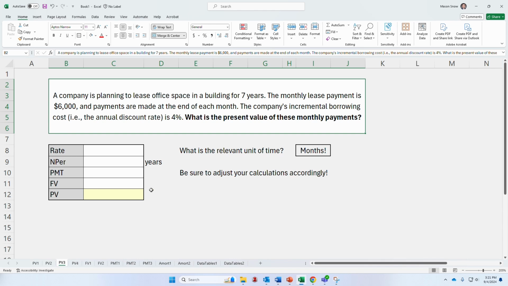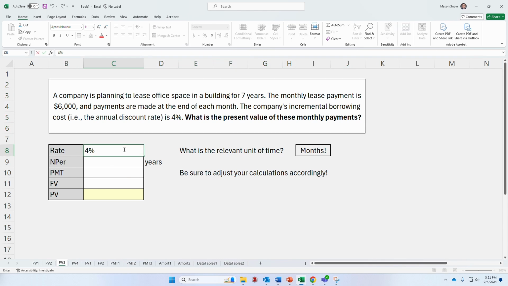We can identify the rate pretty quickly, 4%. And the number of years in question, 7. But this time, these annual numbers do not match the relevant unit of time. We are making these payments monthly, so the discounting also has to reflect a monthly interval. When we do our PV calculation later, we'll need to make adjustments accordingly. We'll input a payment of $6,000 and a future value of 0. We only have the recurring cash flows of $6,000.